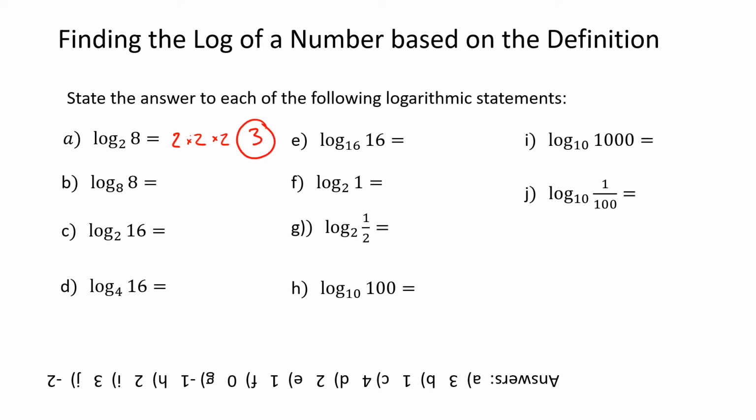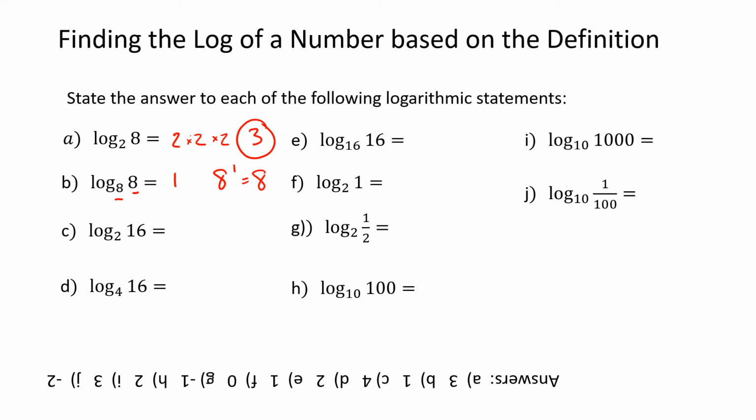Okay? For question B, our base is 8 and our final number is 8. Okay, they're the same number. So you don't have to multiply it out. The answer would just be 1, right? Because 8 to the exponent 1 is 8. Okay?